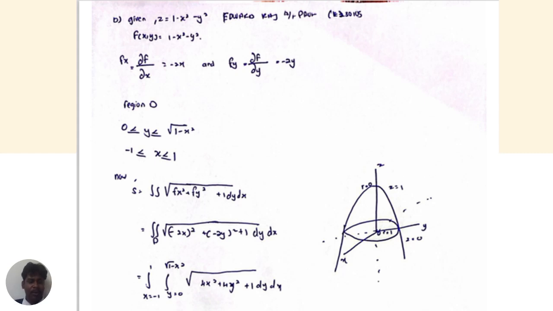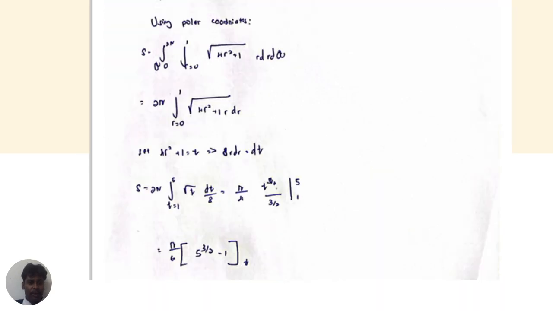First we want to do a double integration because the question mentions double integration. The equation is the integral of the square root of fx square plus fy square plus 1 dy dx. Inserting the equation, it becomes the square root of 4x square plus 4y square plus 1 dy dx, where x goes from negative 1 to 1 and y goes from 0 to the square root of 1 minus x square.